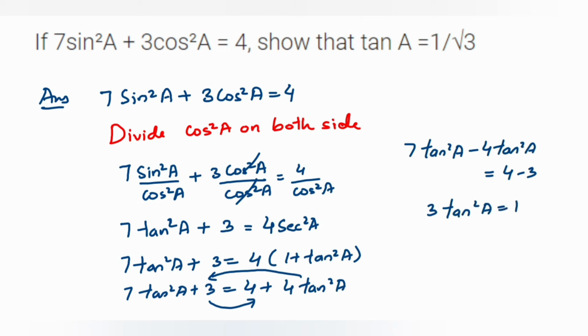Now transpose 3 to the other side, we'll get tan square A is equal to 1 upon 3. Now from here we can write down tan A is equal to, take a square root on both sides, we'll get square root of 1 upon 3, which is nothing but 1 upon root 3. So that's it, we have shown that tan A is equal to 1 upon root 3, and this is the solution. Now we'll go to the next question.